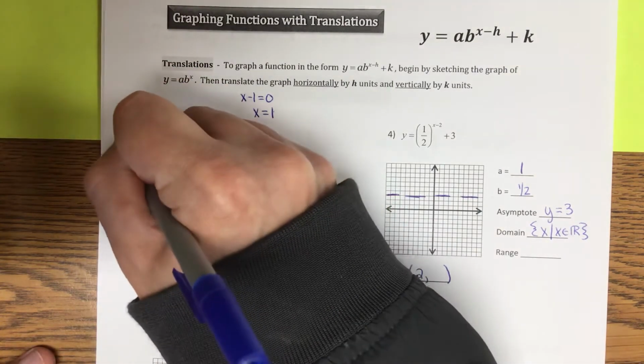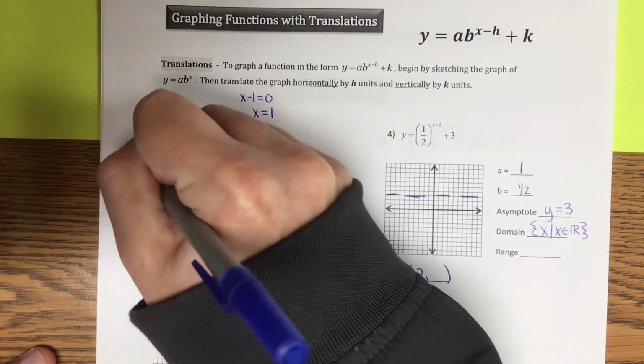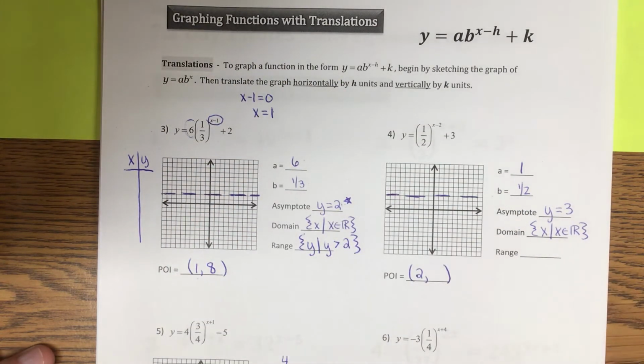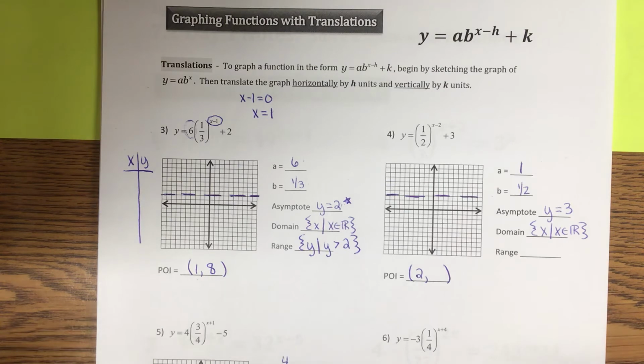But more than likely, not a lot of points are going to work here, which is why you might not see XY tables written out for these problems, because sometimes you can't do a whole lot more than maybe the point of interest and the next point around it.